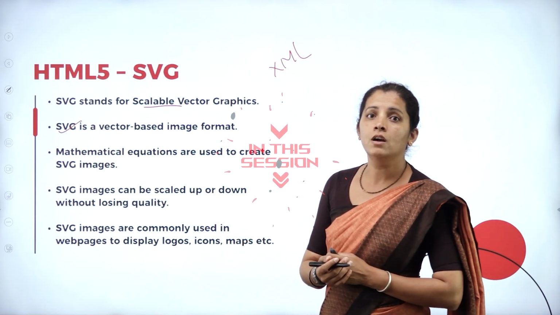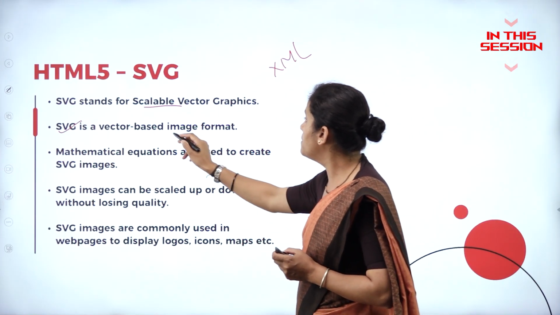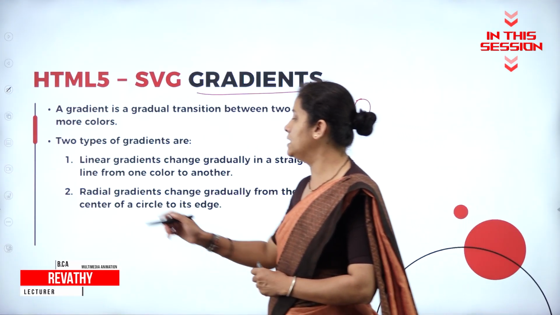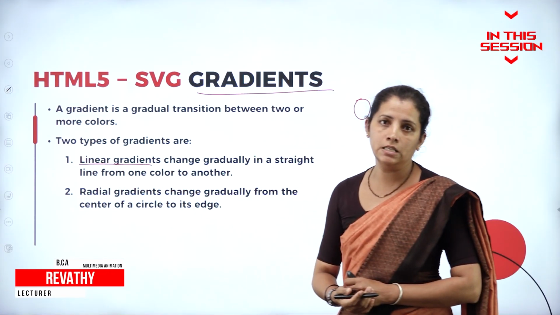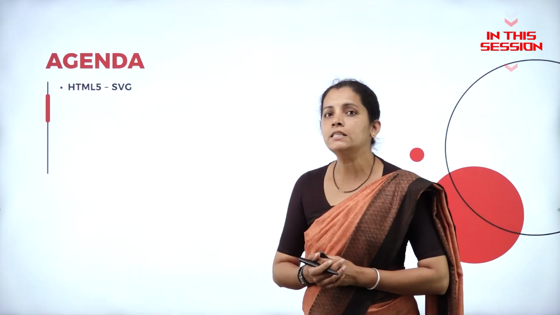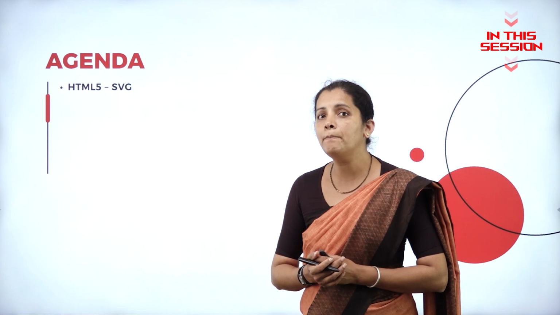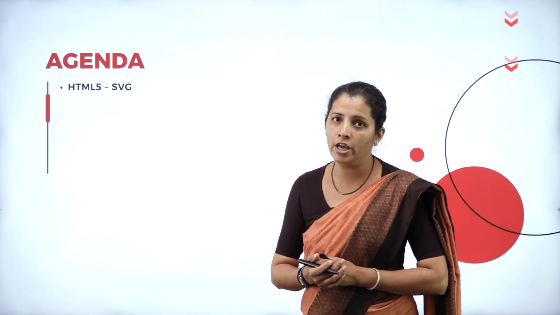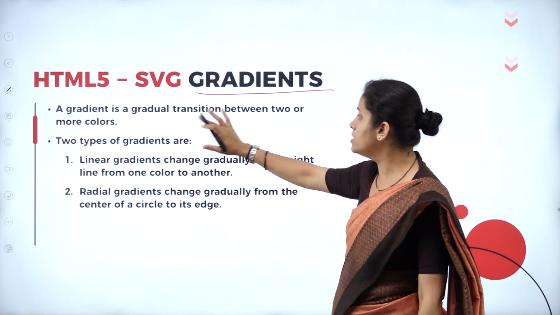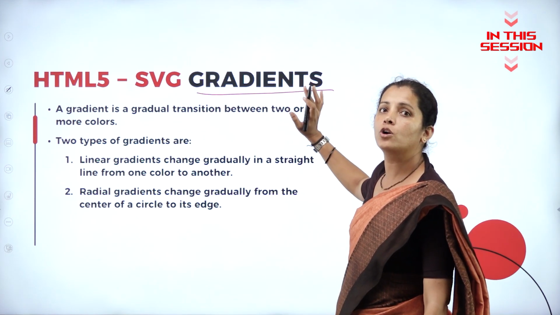SVG is a vector-based image format. There are two types of gradients, linear gradients and radial gradients. What is HTML5? It's a hypertext markup language. A gradient is a gradual transition between one or more colors.